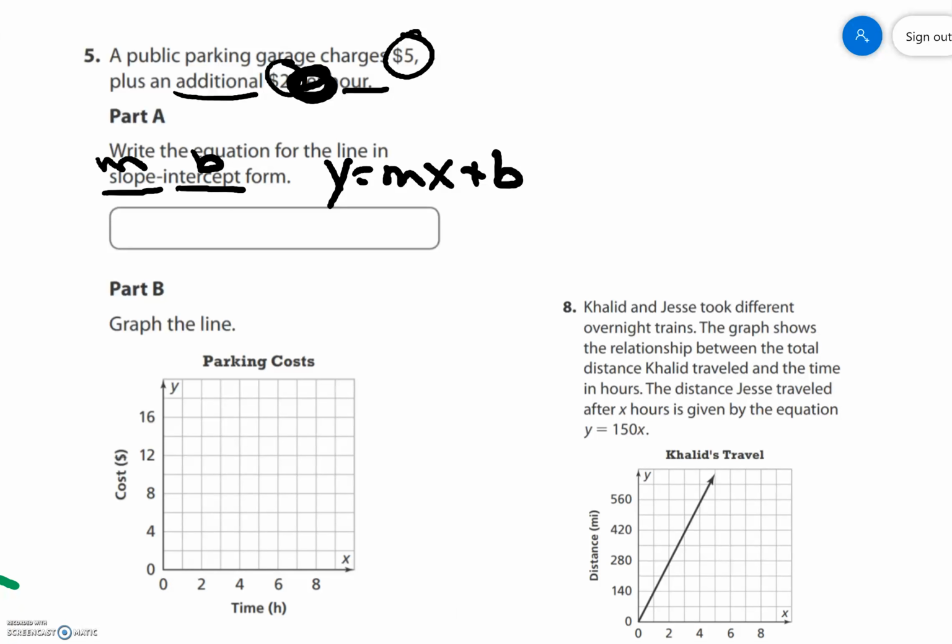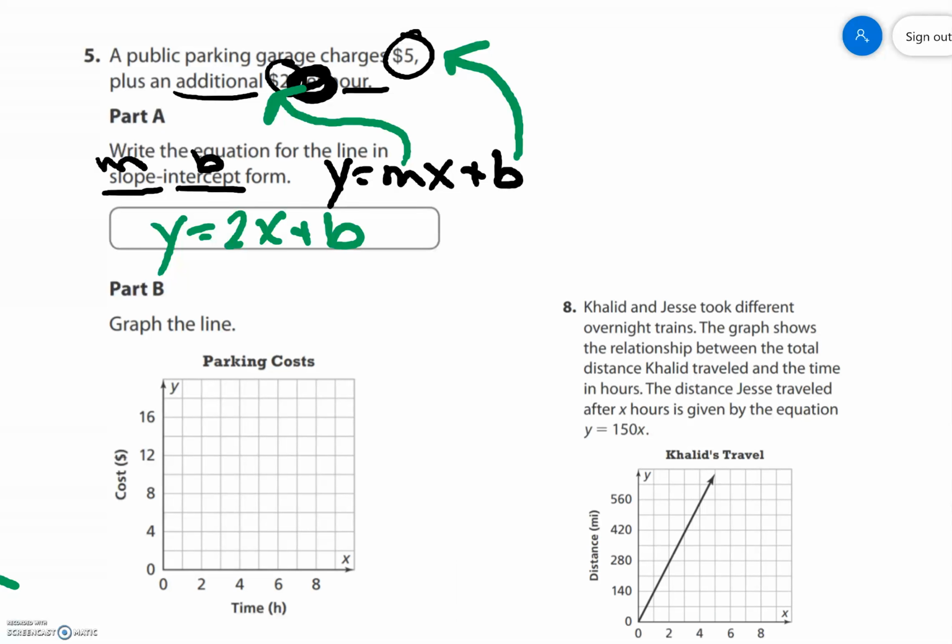Well, b is how much you start with. That's going to be our $5, how much you have to pay to get in. And m is the rate. The rate is $2 per hour. So our equation is y equals 2x plus b.